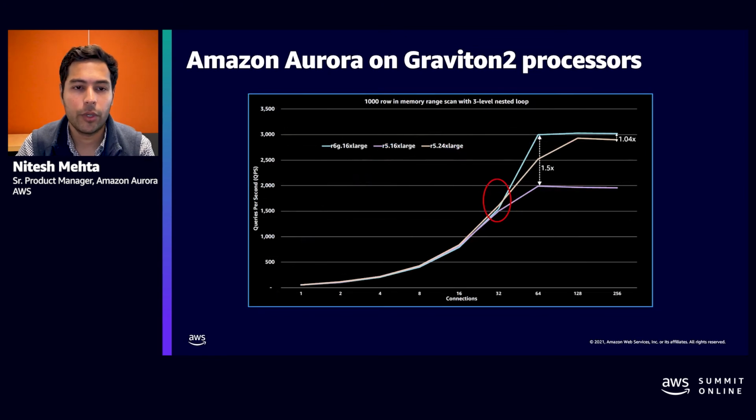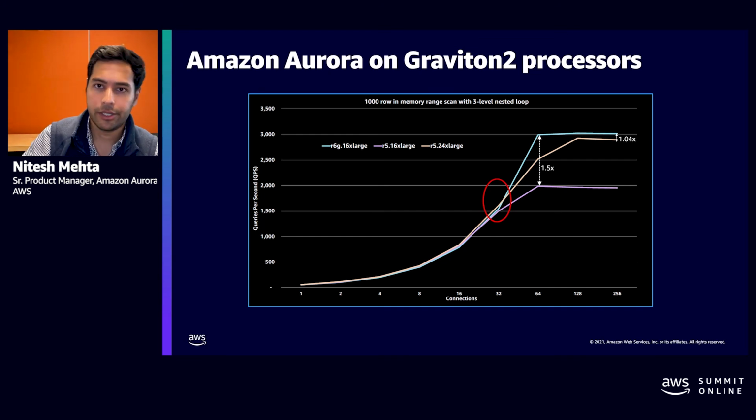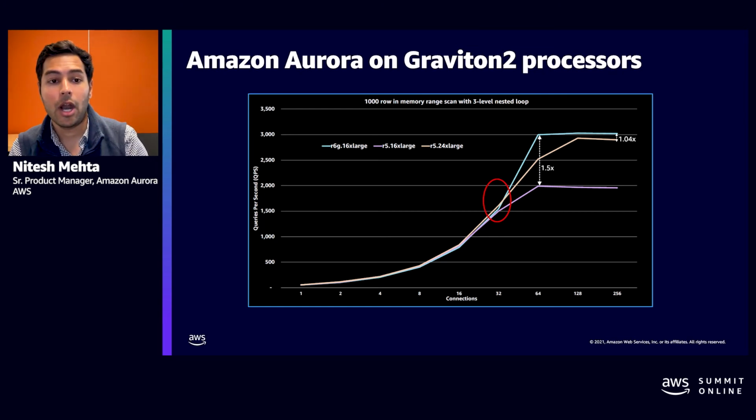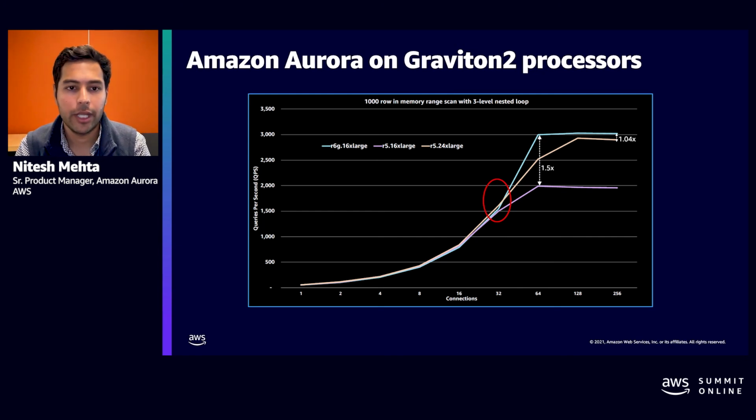And here we are showing you a simple 1,000-row range scan using Graviton2 instances. This is on the higher end. So we have compared R5 24x large, which is one of the largest sizes offered today with the existing Intel instances, and an R6G 16x large, which is the largest size offered in Graviton today. And you can see that an R6G 16x large actually outperforms an R5 24x large.